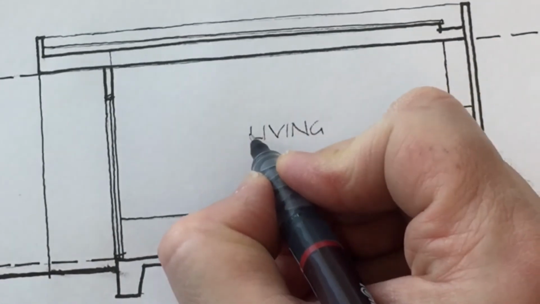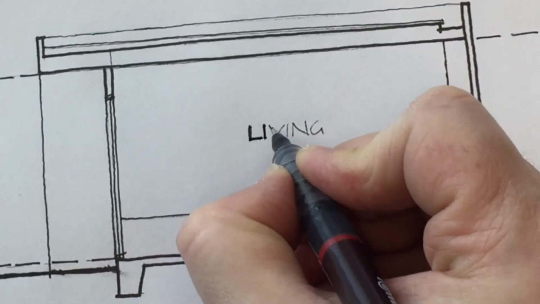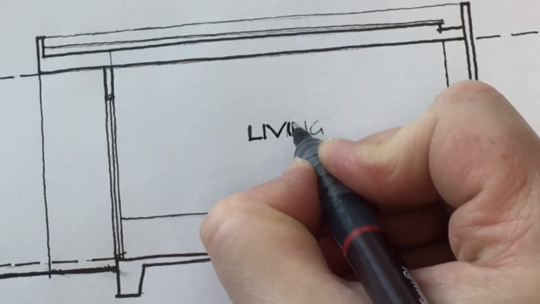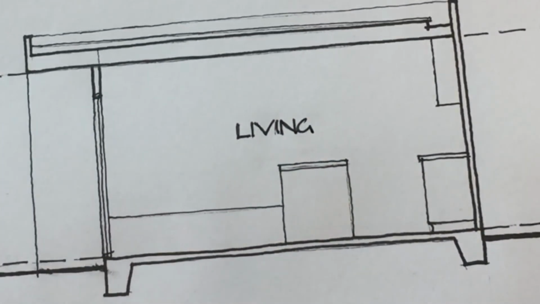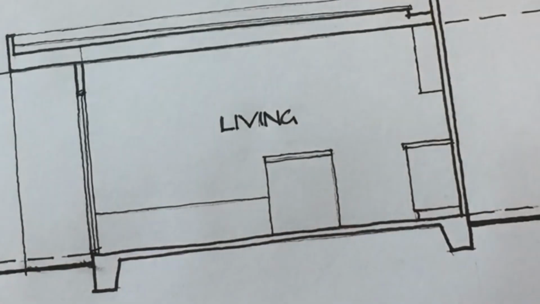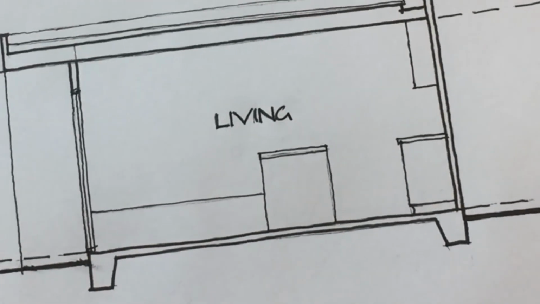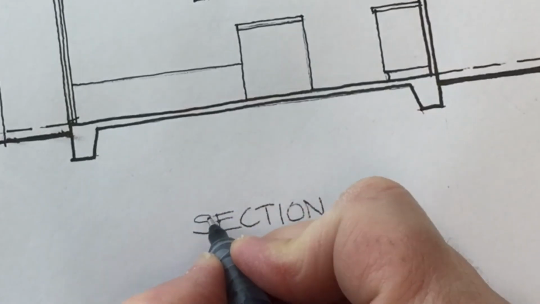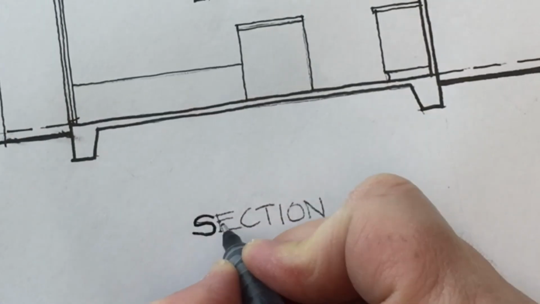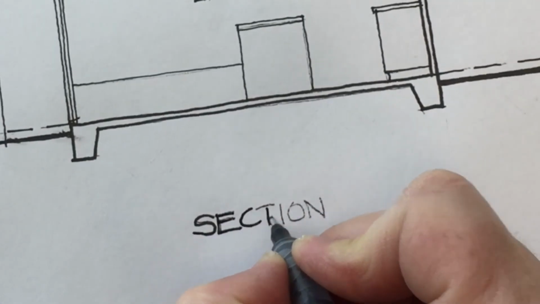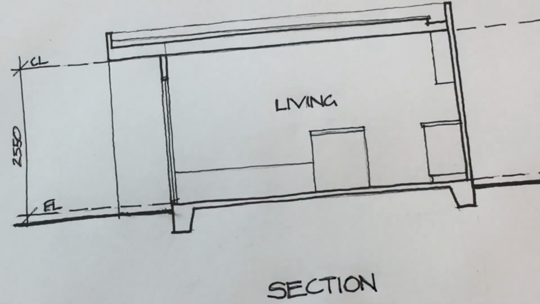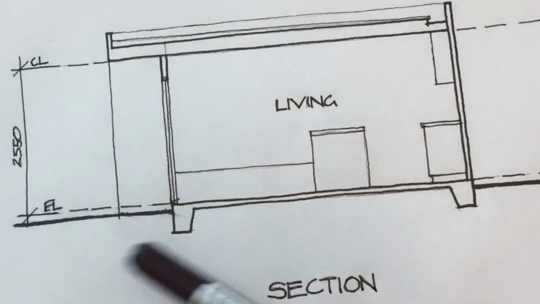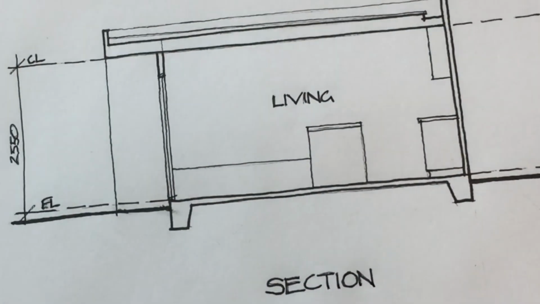So now we go in with our 0.3, we label our room. And we can switch to our 0.5 to label our section. So same thing, nice big font letters. Okay, so there's our section done, complete. There's some other things that I might want to add, but we'll talk about those later.